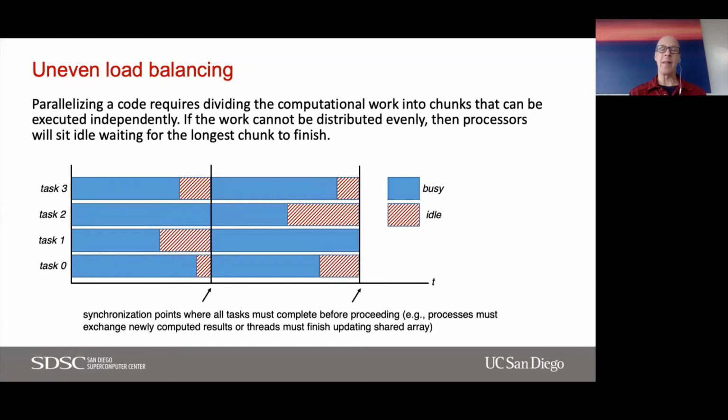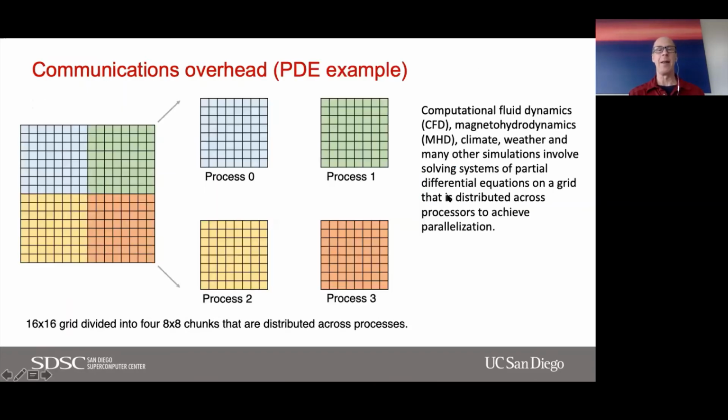So now when we get to that first synchronization point, we hand out new chunks of work. In this case, task 1 was assigned the longest one. So now, task 2 finishes early. It's wasting a lot of time waiting for everybody else to catch up, followed by task 0 and task 3. So this can really cut into the performance and the scalability.